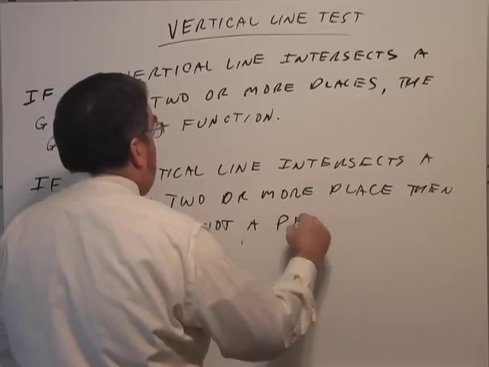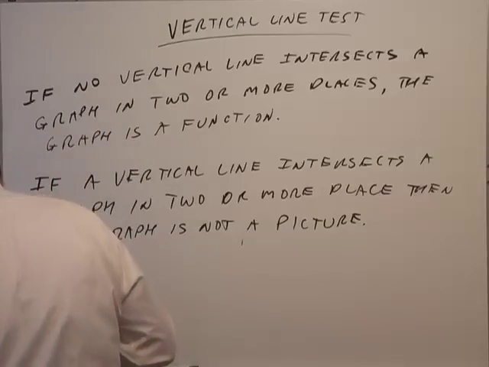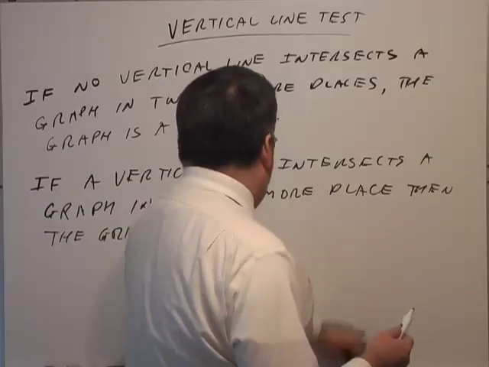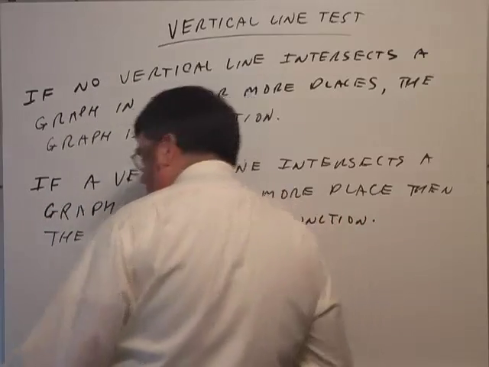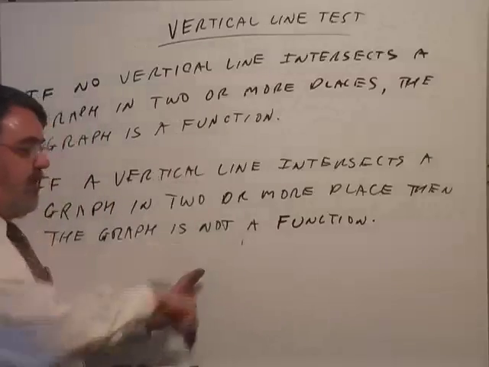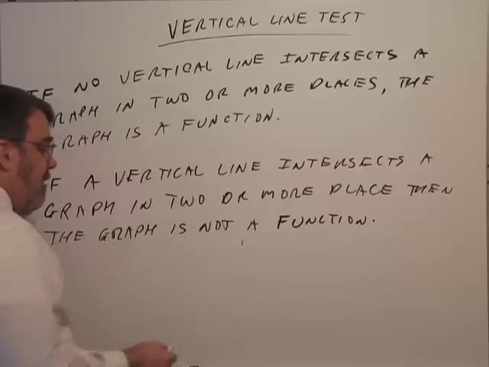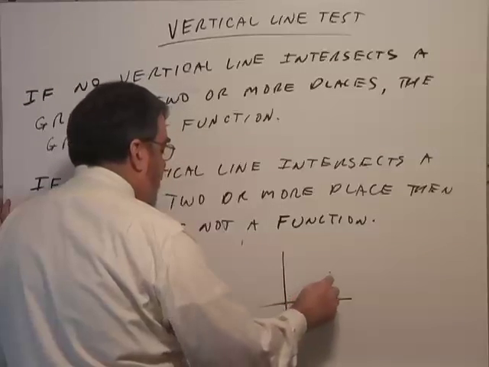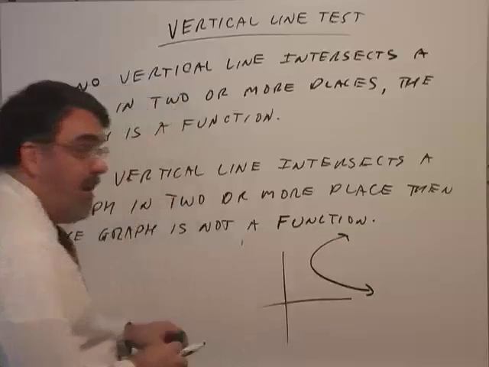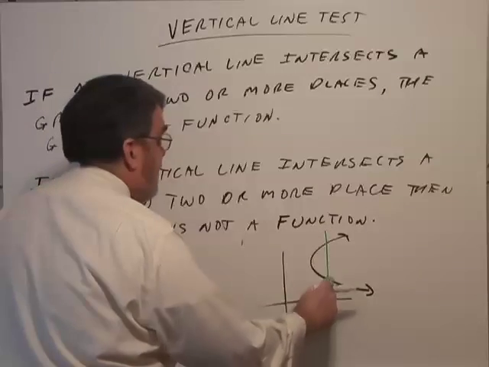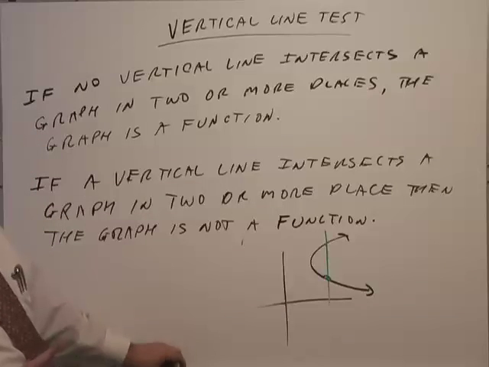The picture you might have in your head is that picture of the circle. The graph is not a function. Oops, I wrote picture, didn't I? Should not try to write and talk at the same time. Graph is not a function. Okay. So a circle, you can draw a vertical line through it. It hits in two or more places. Well, it hits in two places in almost every case. Here's another example. If I had a sideways parabola like this, that would violate the vertical line test. In other words, you could draw a vertical line through it. It would hit in two places. It is not a function.